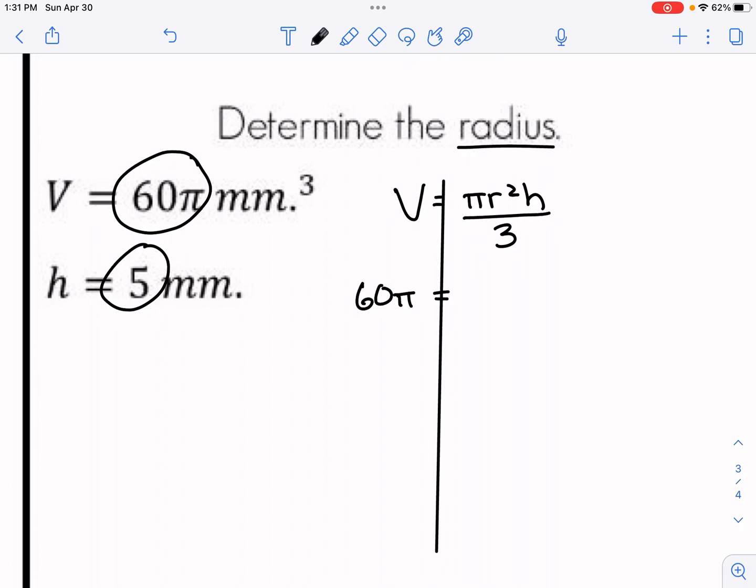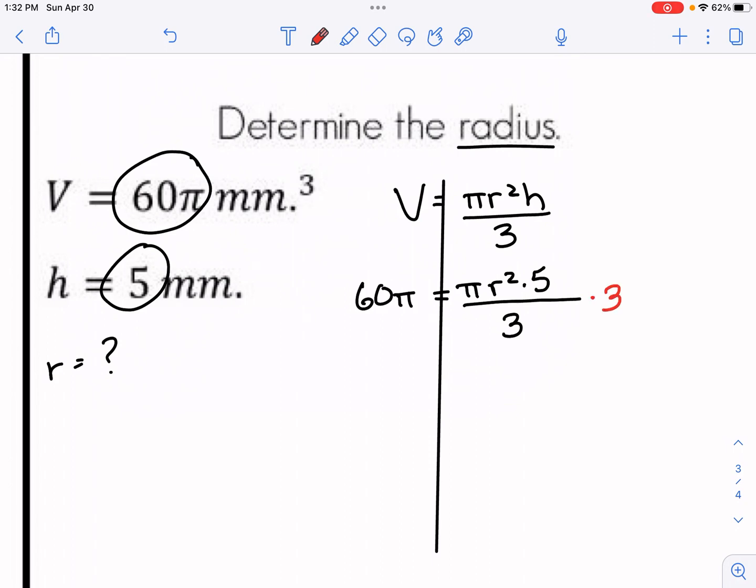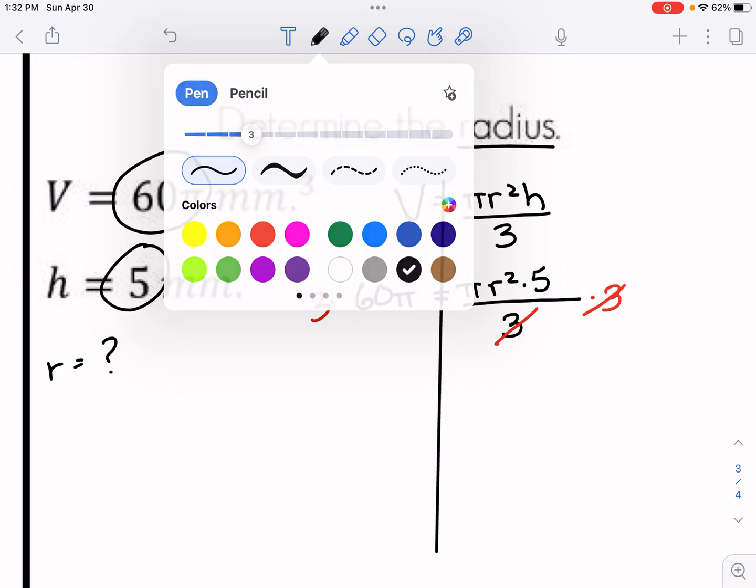So instead of V equal to, we'll have 60 pi equal to. And let's plug in to our numerator. We don't know the radius, so for radius, I'll put a question mark. But our height is 5. So like I said, a good first step here is to undo this fraction by multiplying both sides by 3, which is a part of the formula.